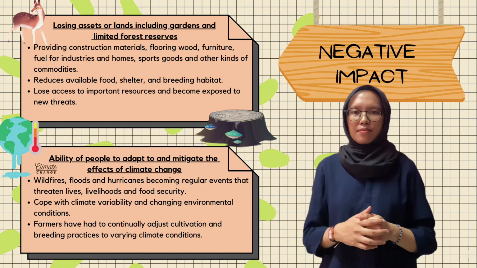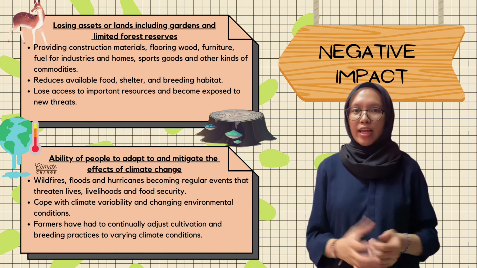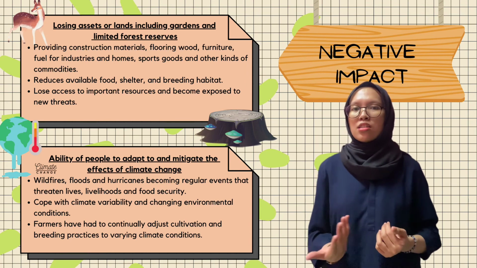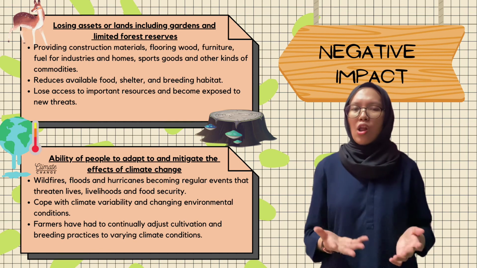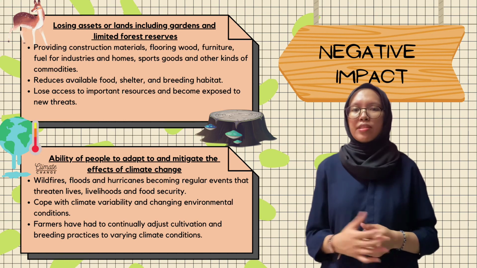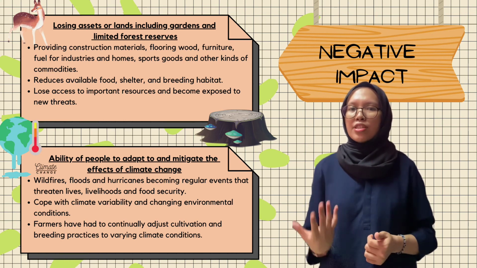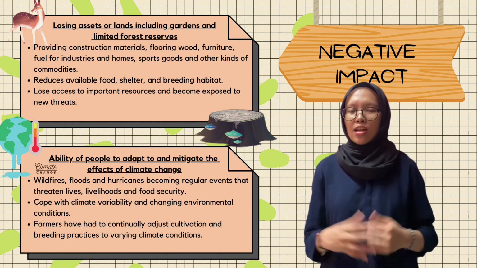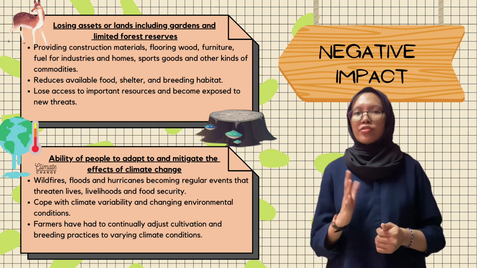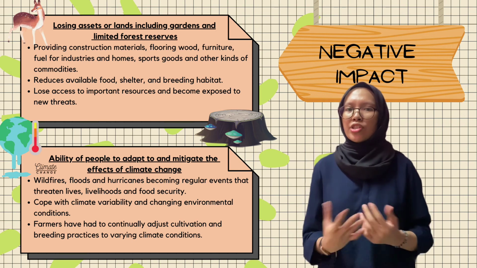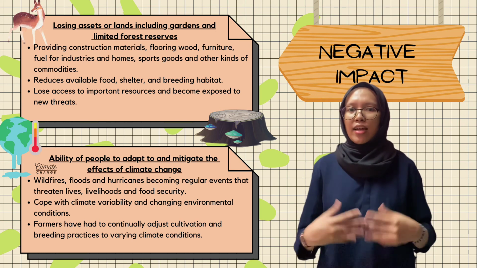As for the negative impact, it will contribute to the losing assets or lands including gardens or limited forest reserve. Logging is needed to improve social life such as providing construction materials, flooring wood, furniture, food for industry, and other kinds of commodities. However, the removal of trees and other types of vegetation reduce available food, shelter, and breeding habitat.